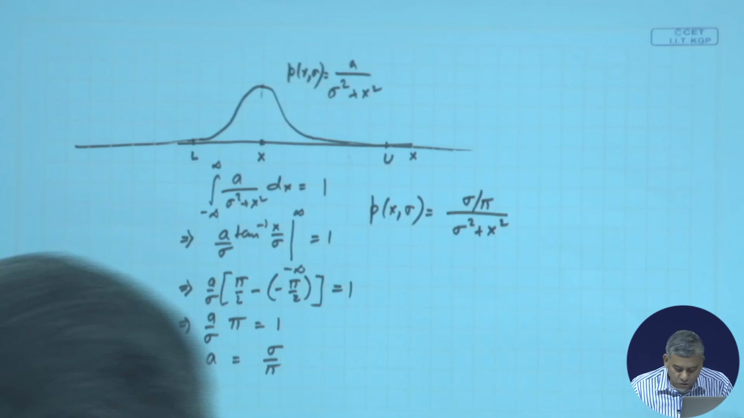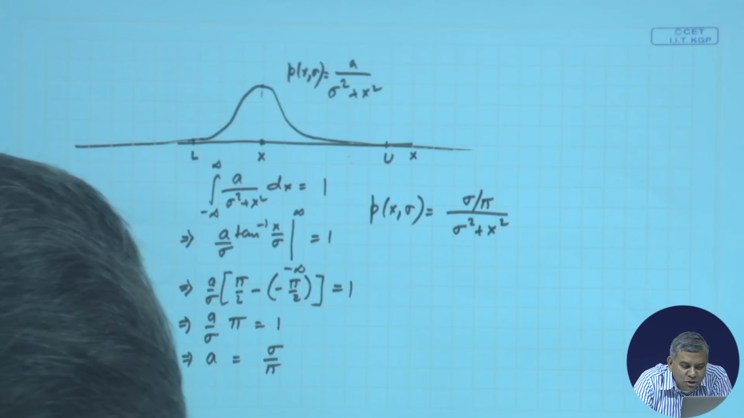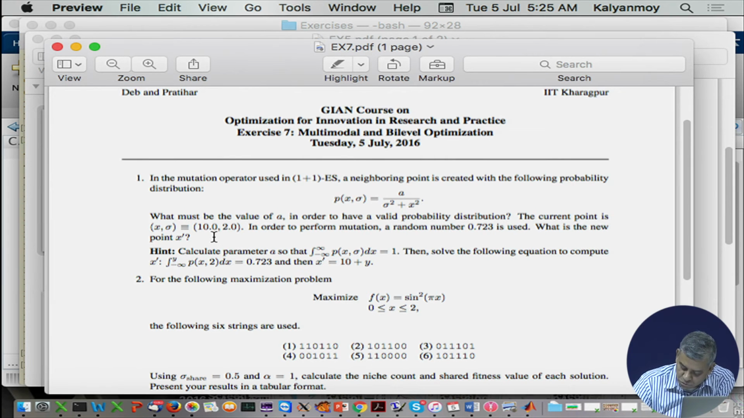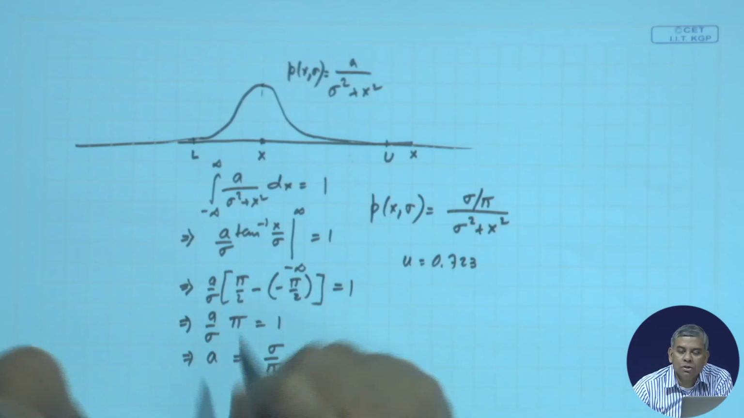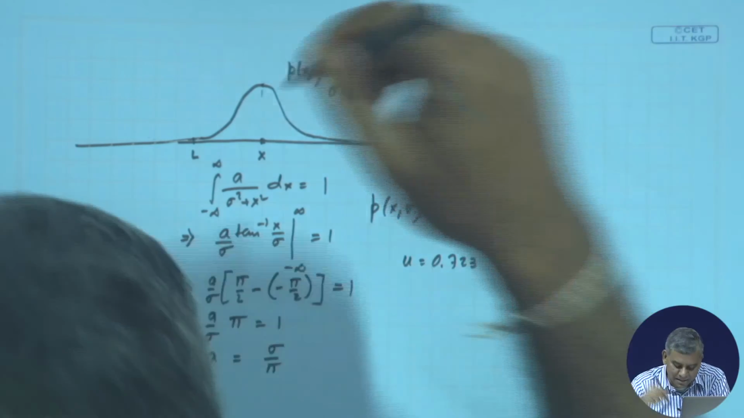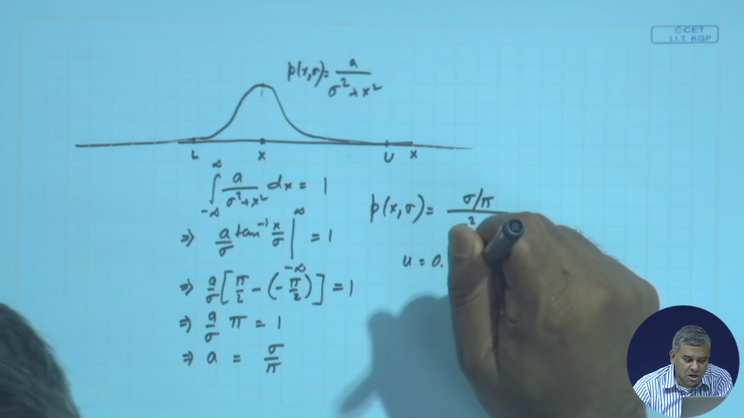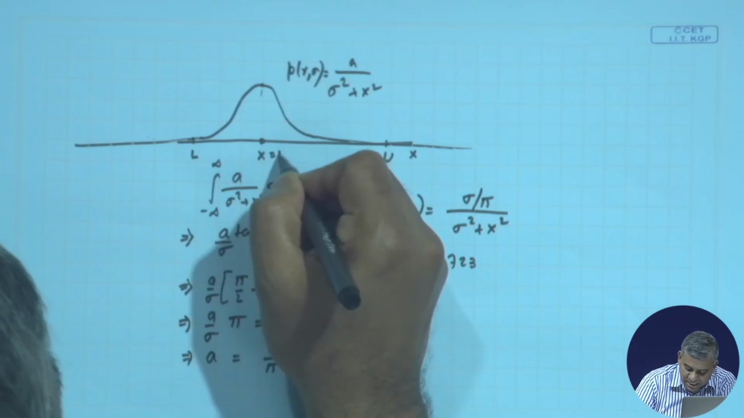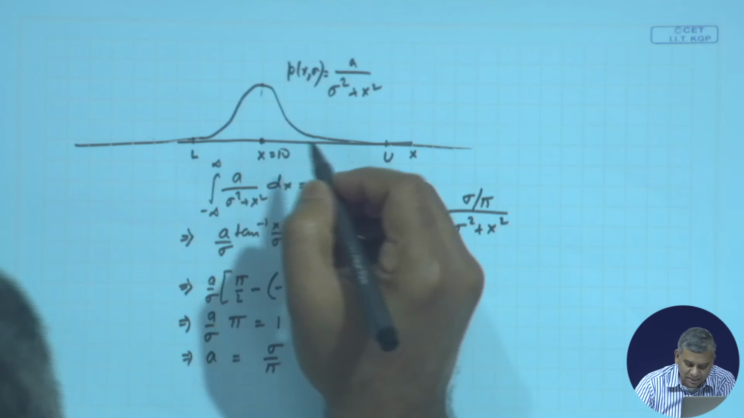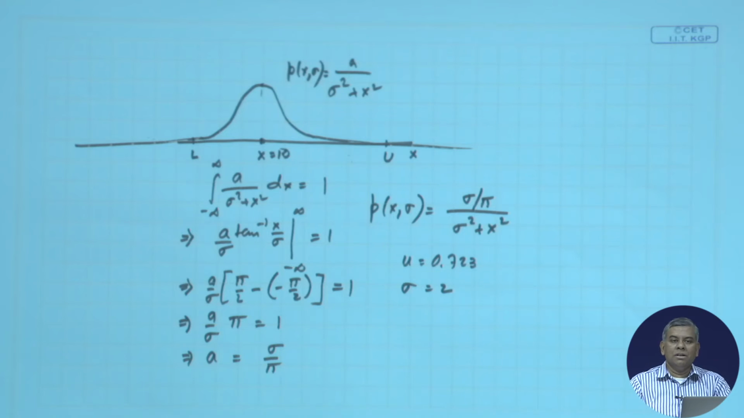Okay. So now I got the probability distribution. Now the question is, I am using a random number of 0.723. So u I have used as 0.723. It should be between 0 and 1 to create a child. I am using this distribution where x is given to be 10, this is the location, and sigma is given to be 2. So sigma is 2.